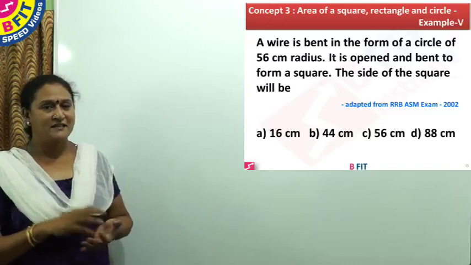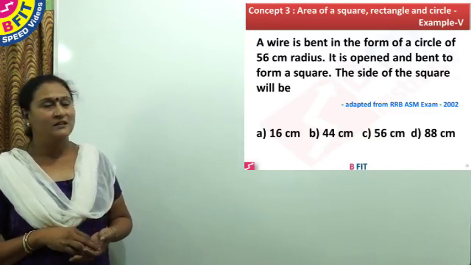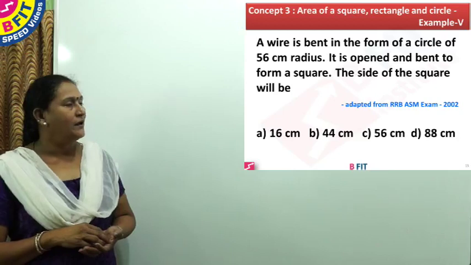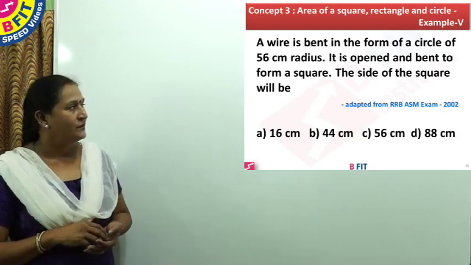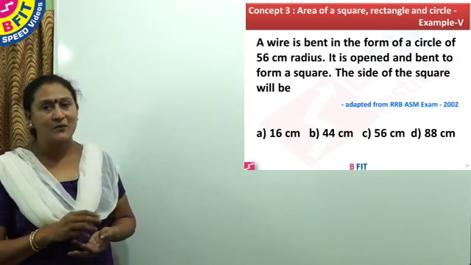So we'll see the next example. The question is, a wire is bent in the form of a circle of 56 centimeter radius. It is opened and bent to form a square. So we are asked to find the side of the square.